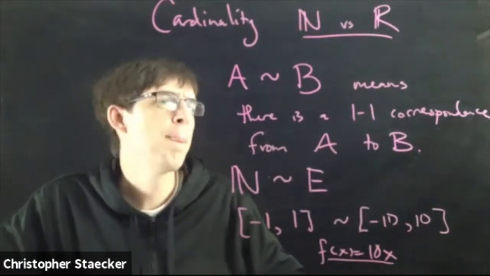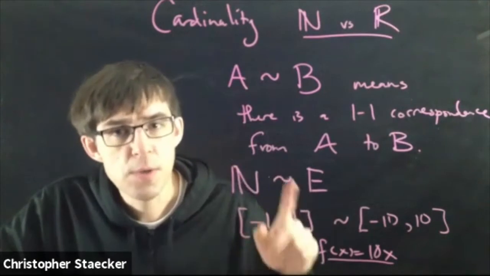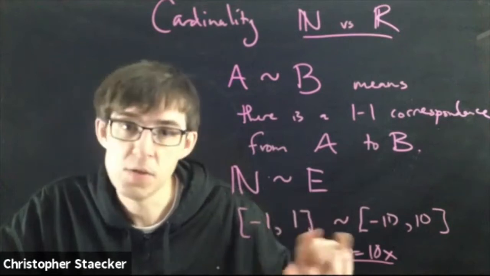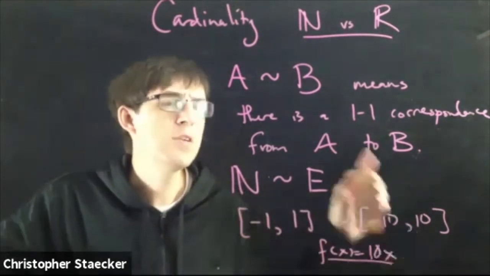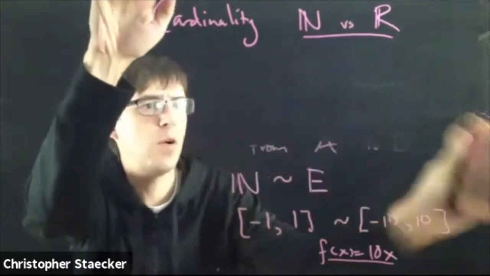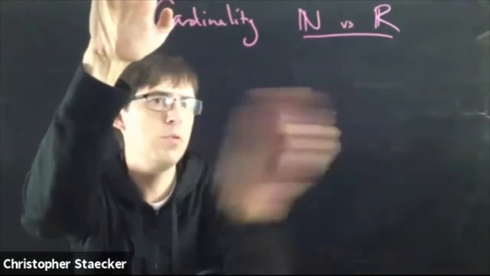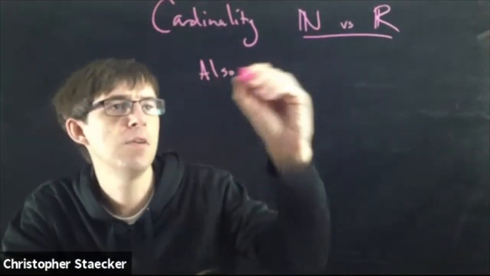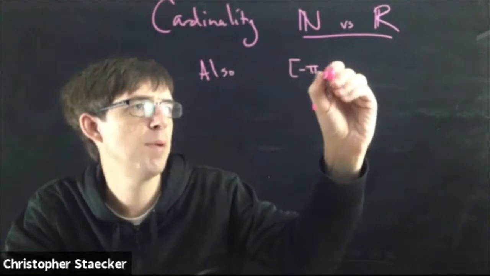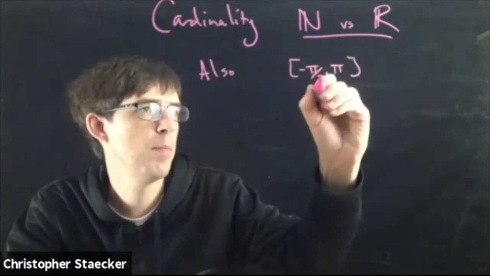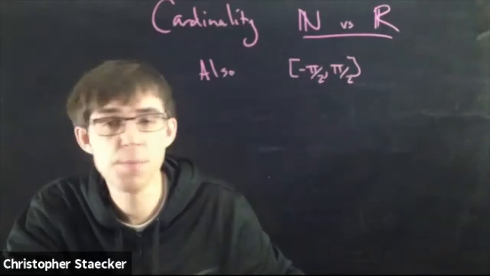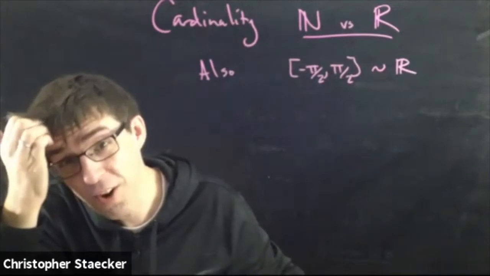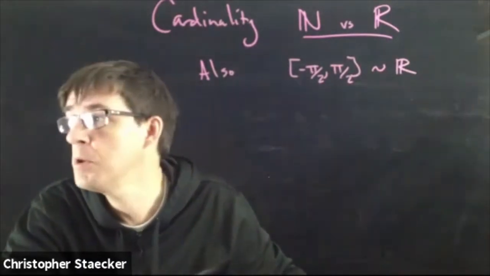All right. I had you do at the end last time an example showing that -1 to 1 is the same cardinality as 0 to 1. Here's another example. This is a little weirder, but it is true that also the interval from minus pi over 2 to pi over 2, the closed interval, is the same size as all of R, the entire set of real numbers.